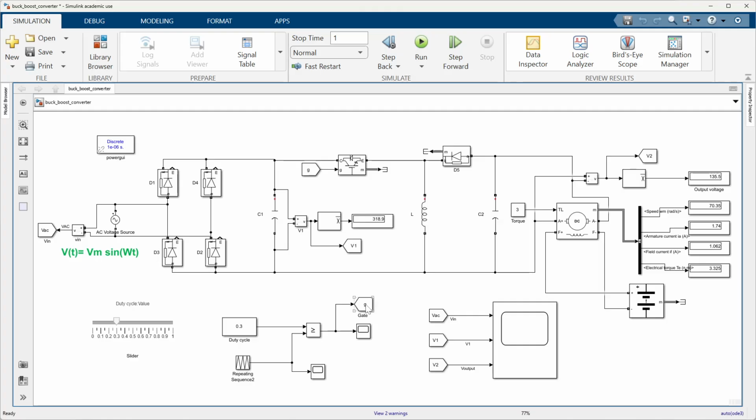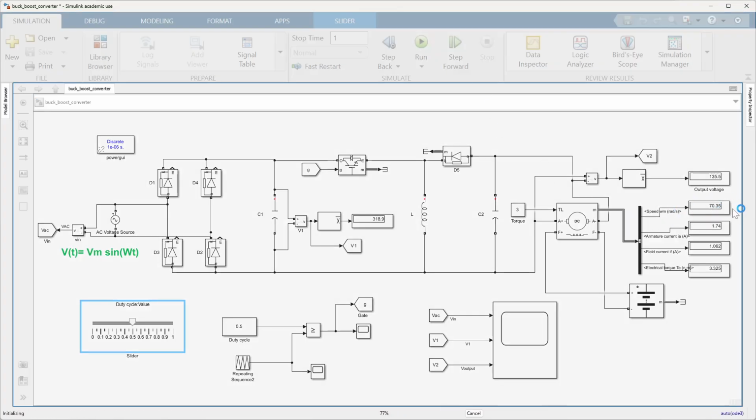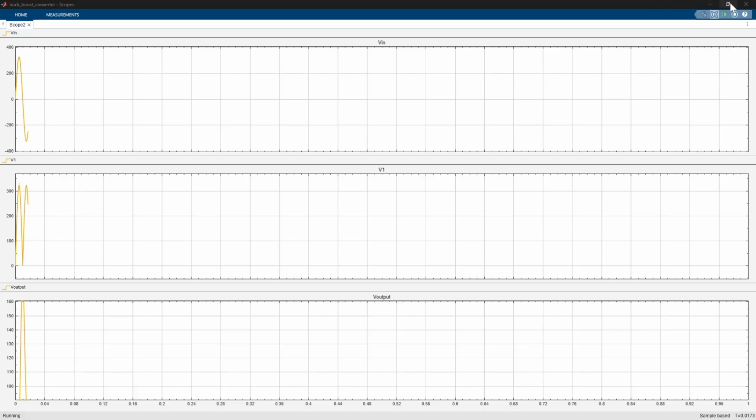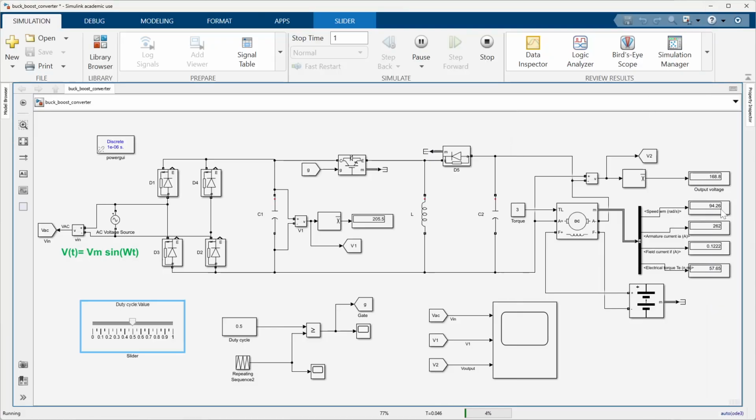And finally, I would like to show you one more thing. Let's increase the duty cycle and see if we can change the speed. I don't need this one for now, so we increased it to 0.5. So now we are getting an increased motor speed of 300 something.